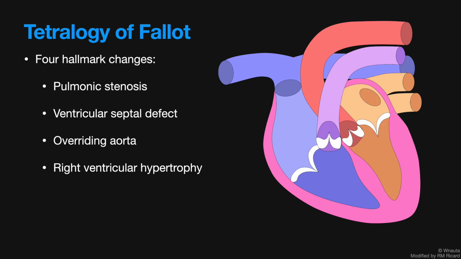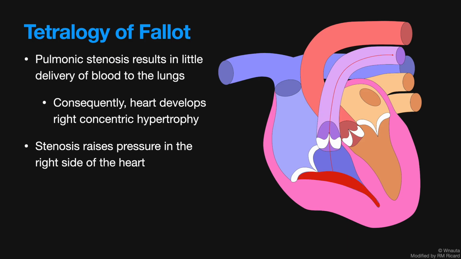Finally, we have Tetralogy of Fallot. This is a congenital condition characterized by 4 hallmark changes: pulmonic stenosis, ventricular septal defect, overriding aorta, and right ventricular hypertrophy. We will discuss each of these and how they contribute to this condition separately. Pulmonic stenosis results in little delivery of blood to the lungs due to the very narrow opening. Consequently, the heart develops right concentric hypertrophy to try and increase delivery of blood despite the resistance that's occurring from the pulmonic stenosis. The combined effect is increased pressure within the right side of the heart.